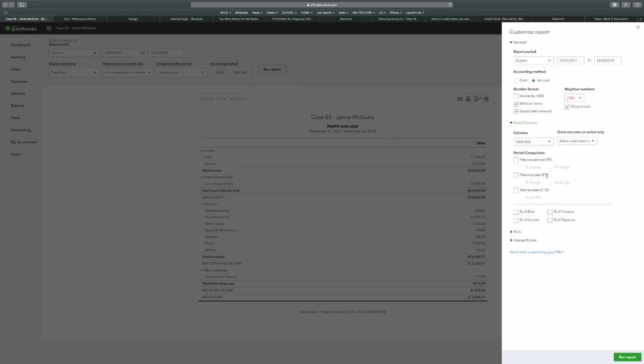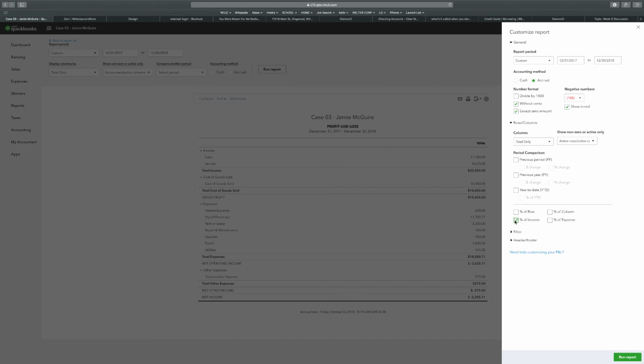We can filter the rows for totals only, or we could look at active rows only. So this would be things that had content in it. For us, it was only January, so it's going to look the same either way we do it. We could do a year-to-date, previous year if we have previous year data, percent of a row, percent of income, percent of column, percent of expense.